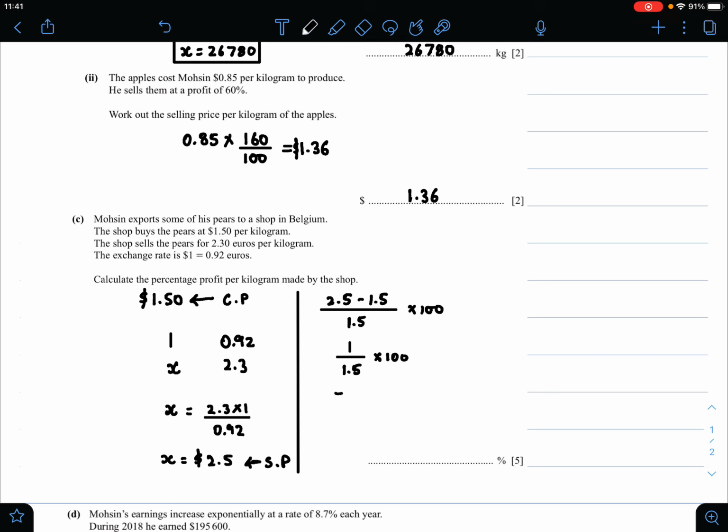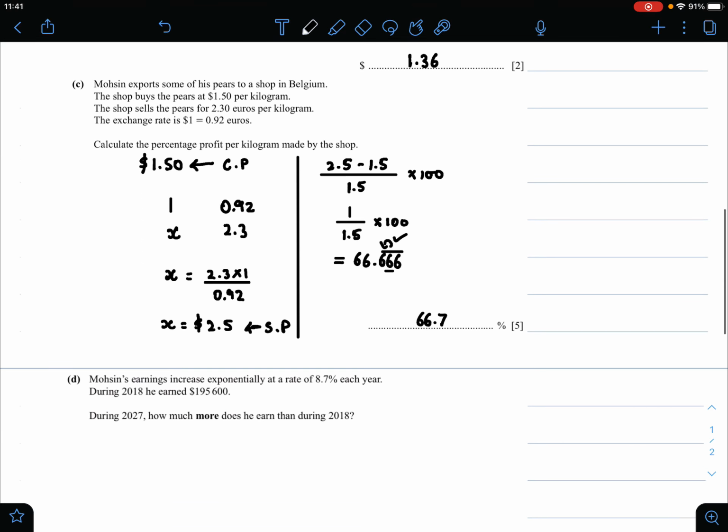So you can simply put this in your calculator and you will get your answer as 66.66 recurring. And therefore, since you need to give your answer in 3 significant figures, you will give your final answer as 66.7%, because the fourth significant figure in this case, which is 6, is greater than or equal to 5. So it rounds off the third significant figure, which is 6, to the next number, that is 7.